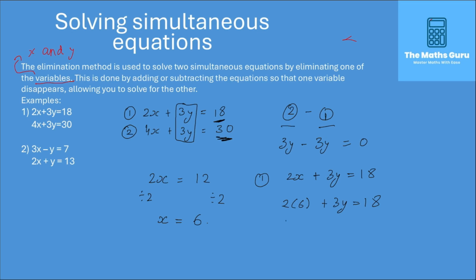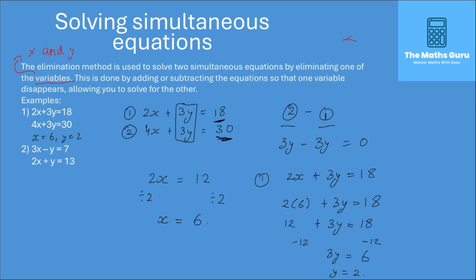So this is 2 times 6, which is 12, plus 3y equals 18. Let's get the numbers on one side and the y's on one side. We do this by minusing 12 from both sides and get 3y is equal to 6. To get y alone by itself on the side of the equation, we divide through by 3 and get y is equal to 2. Hence, the answer to this question is x is equal to 6 and y is equal to 2.